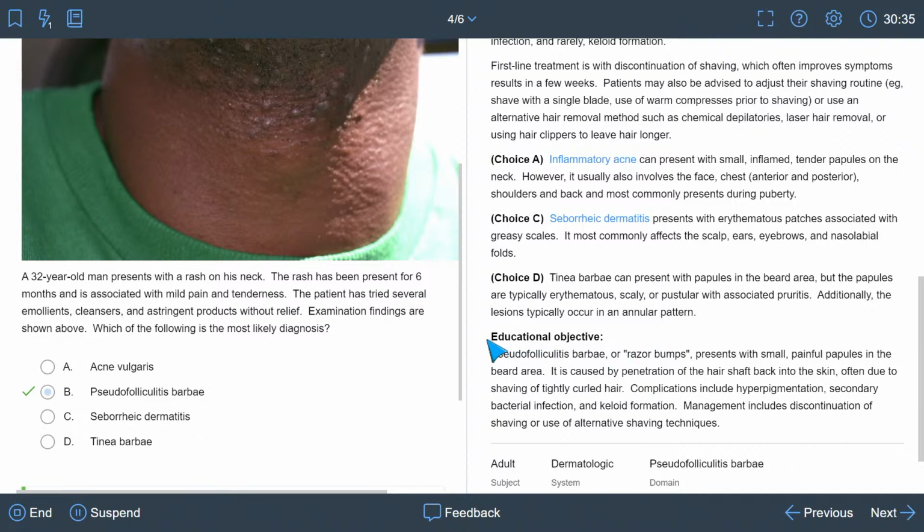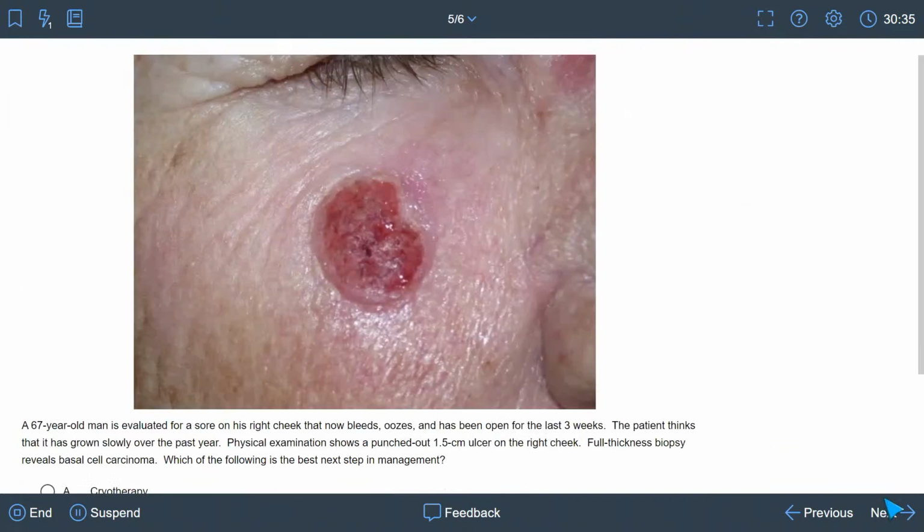So the educational objective for this question is that Pseudofolliculitis Barbae, or razor bumps, present with small, painful papules in the beard area. It's caused by the penetration of the hair shaft back into the skin, often due to shaving of tightly curled hair. Complications include hyperpigmentation, secondary bacterial infection, and keloid formation. Management is going to be discontinuation of shaving or using an alternative shaving technique. Okay, let's move on to the next question.